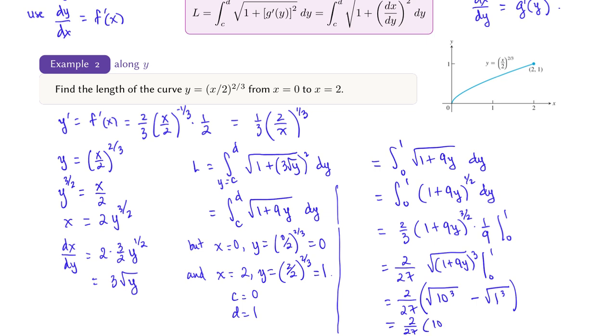And this is the exact length of the curve y equals (x/2) to the 2/3 power from x equal to 0 to x equal to 2.